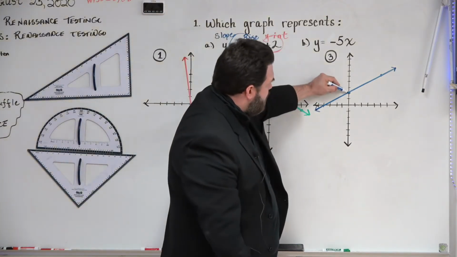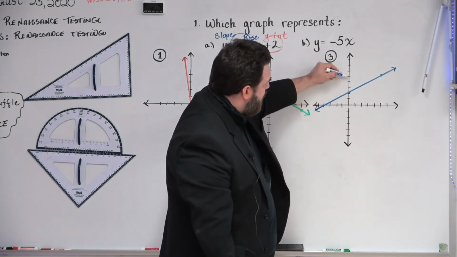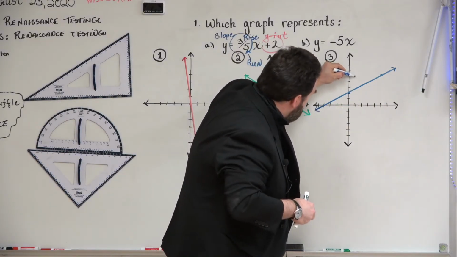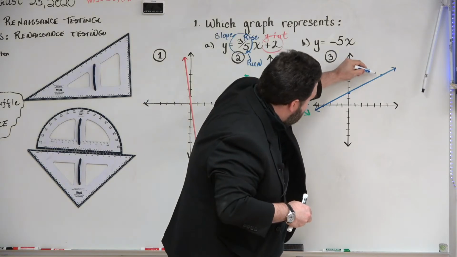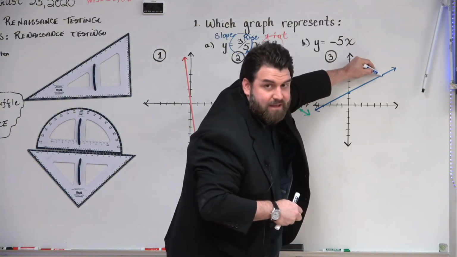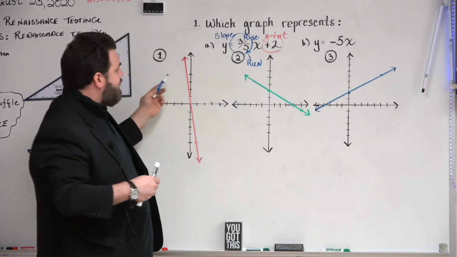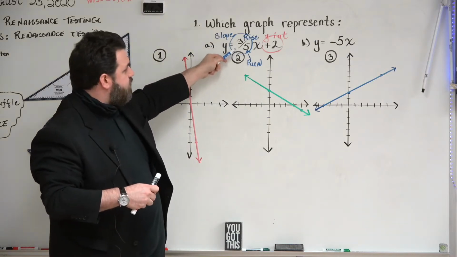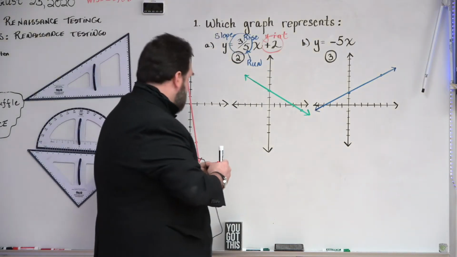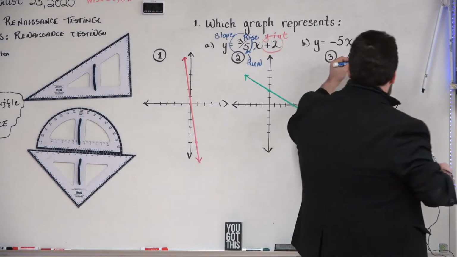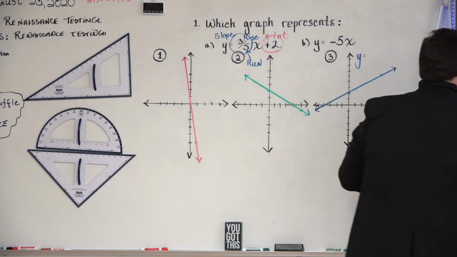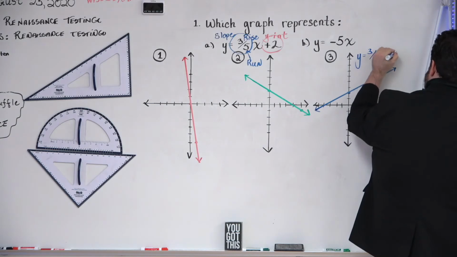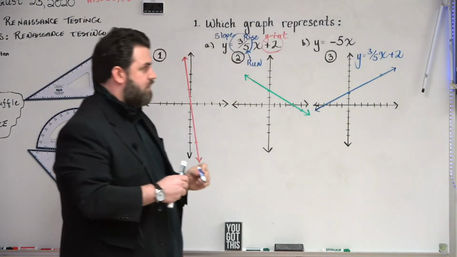Okay, so starting here, I go up 1, up 2, up 3. Now I'm going to run 5 to the right. 1, 2, 3, 4, 5. And I'm back on the line. Okay, so that's how you know that graph number 3 is the graph y equals 3/5 x plus 2. So we'll write that here. y equals 3/5 x plus 2. Good.